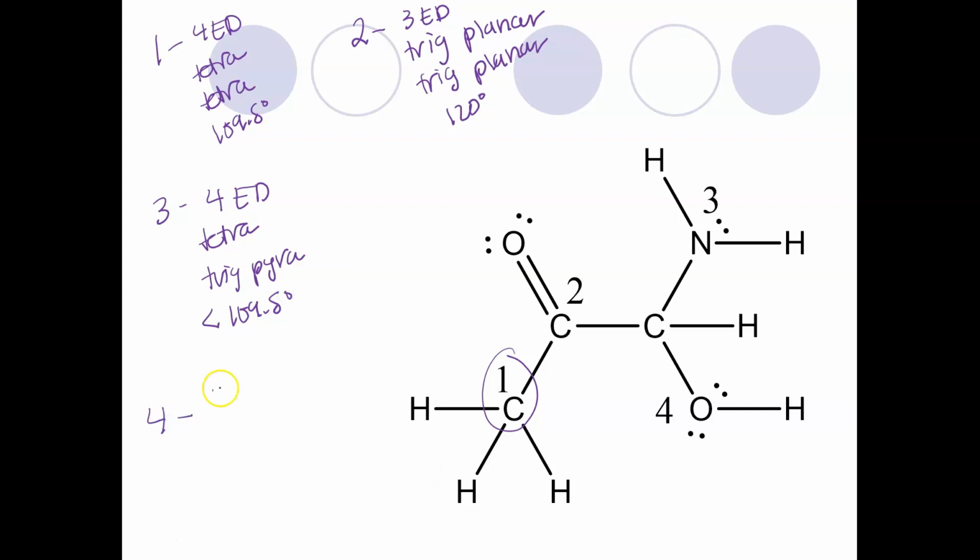Number 4, 4 electron domains. So it's tetrahedral electron domain geometry. Its molecular shape is going to be bent, 2 bonding, 2 non-bonding, and its bond angle is less than 109.5 degrees. I could have made this like atom 5 or something, but I didn't. So I would have to draw the structure, and then I would point out the atoms that I want you to do.